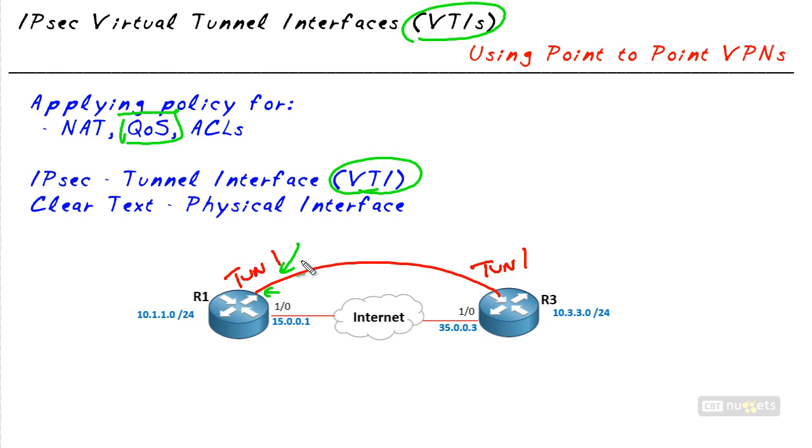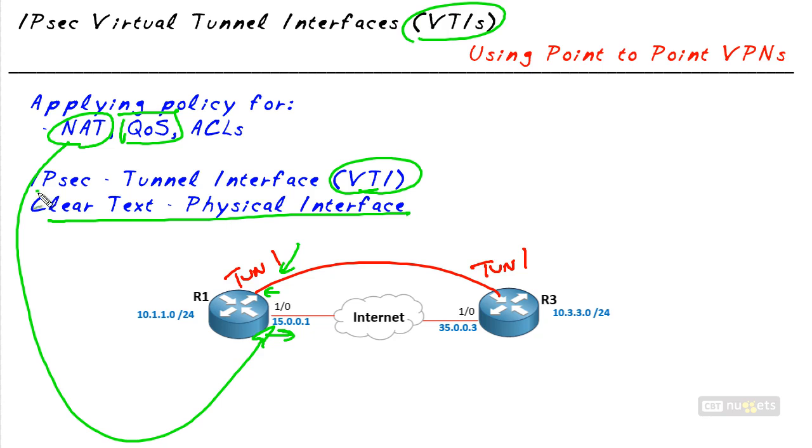And then all the traffic that's going out that tunnel interface would get that policy. However, if we wanted a different quality of service policy, or maybe a different NAT policy on the physical interface for clear text traffic that's going out the router, we could apply that policy to the physical interface. So there's a very clear separation regarding the policies for clear text traffic, which is applied to the physical interface, compared to policies that are going to be applied to the IPsec traffic, which would be implemented on the tunnel interface.